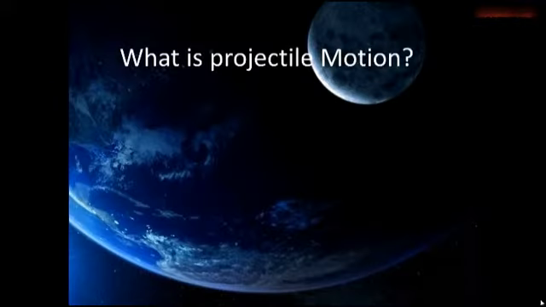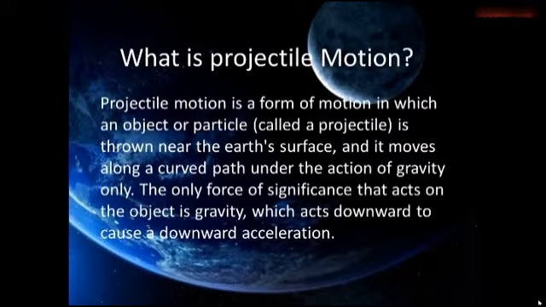What is projectile movement? Projectile movement is a form of movement in which an object or particle, called a projectile, is thrown near the Earth's surface and moves along a curved path through the action of gravity only. The only force of significance that acts on the object is gravity, which acts downwards to cause a downward acceleration.